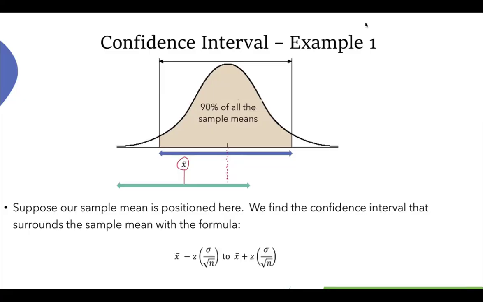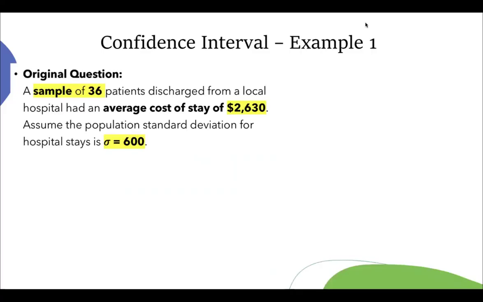We take X bar and we subtract Z times the standard error. And that's on the bottom end of the range. And then on the other side, the top end of the range, we take X bar and we add Z times the standard error. And that will give us our confidence interval. The Z-score that we use for a 90% confidence interval is negative 1.645 and positive 1.645. So we'll use that here with the negative Z and over here for the positive Z.